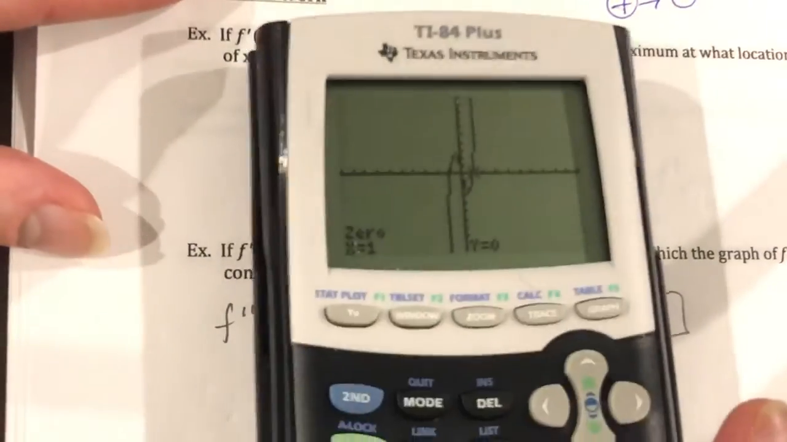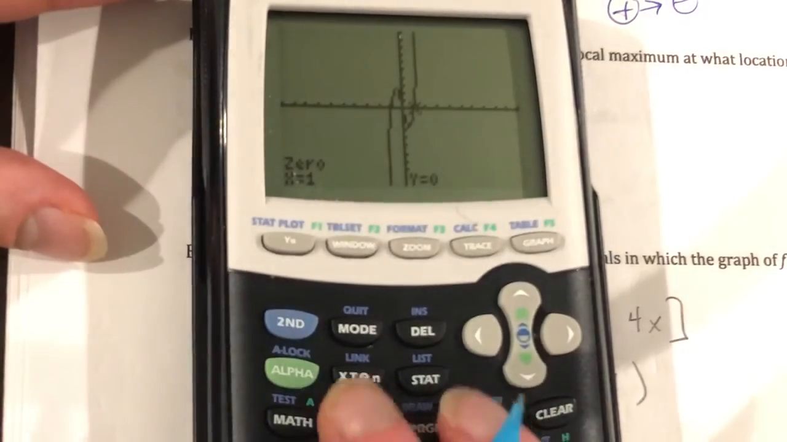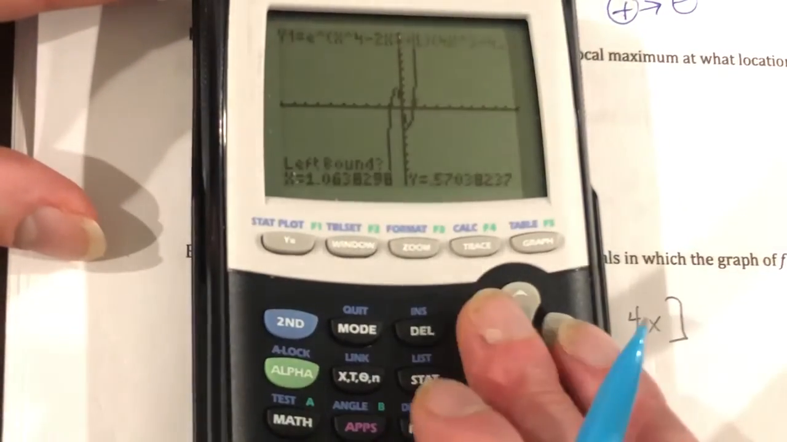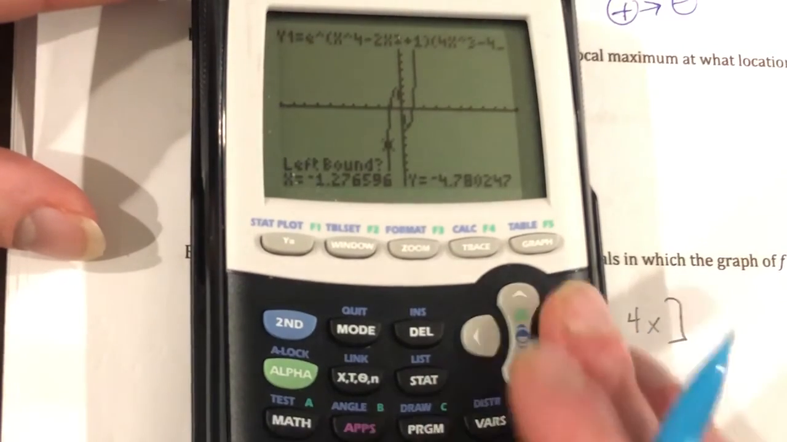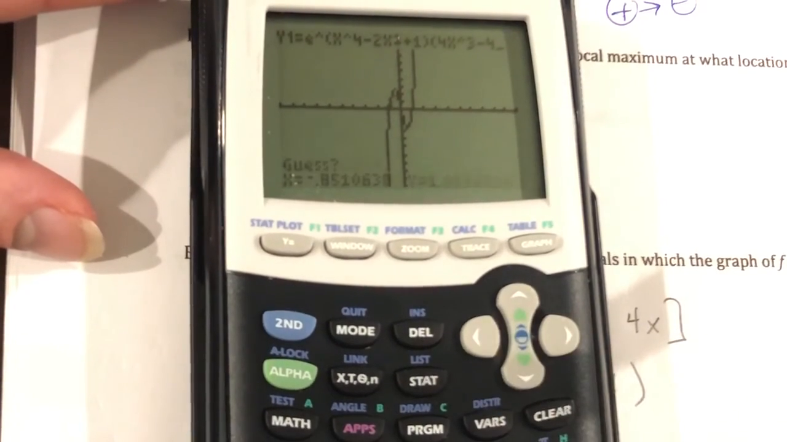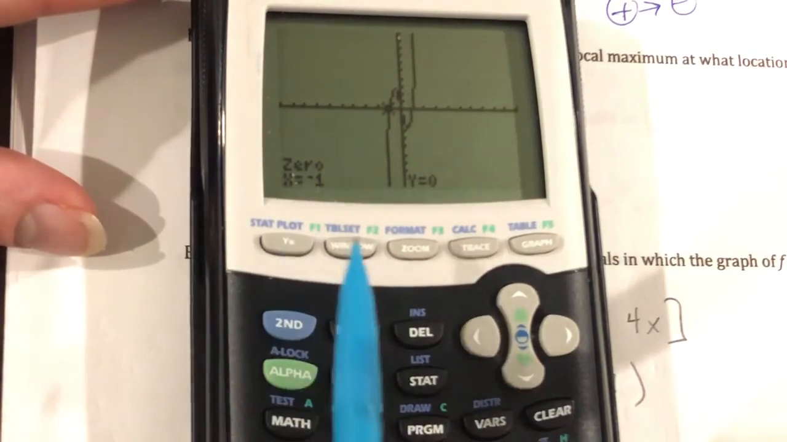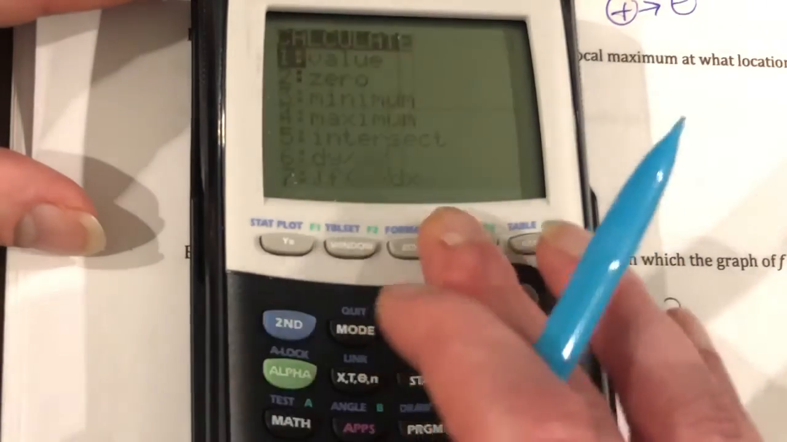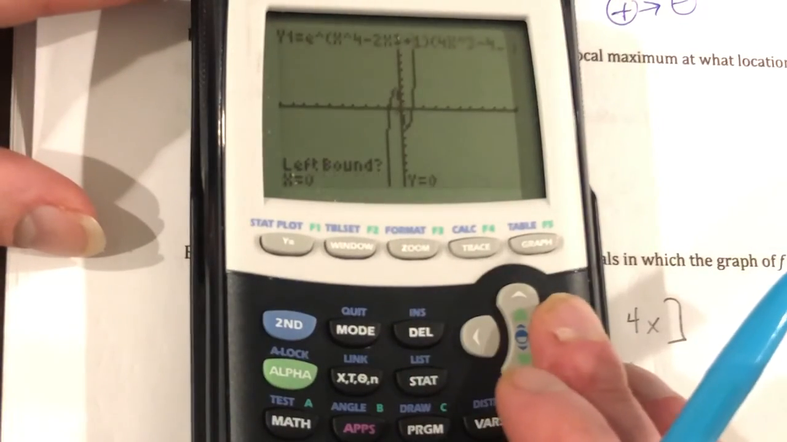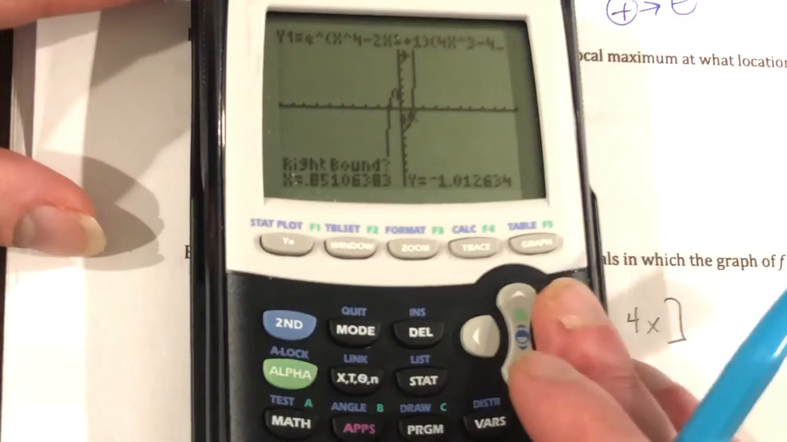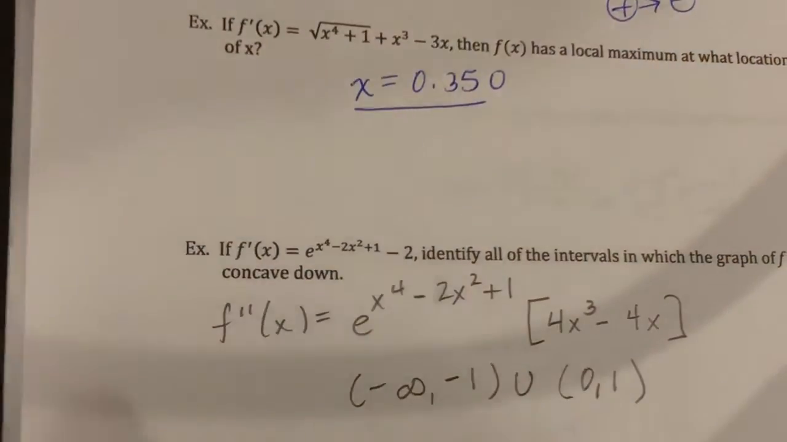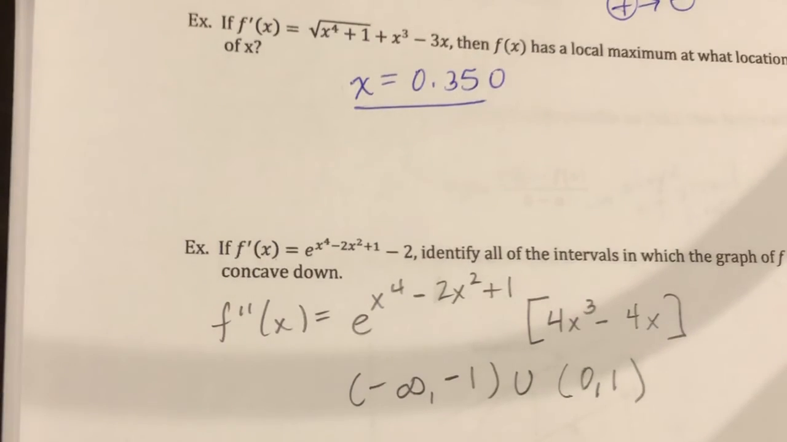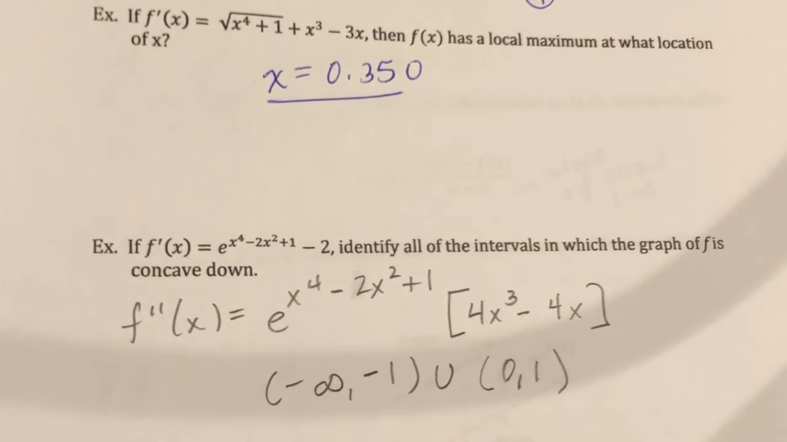Okay, so once again, what I did is I did second calc, 0, and I found these zeros right here. I'm looking where it's negative y values. It goes positive from negative 1 to 0, and then I find the other 0, which comes out to be 1.